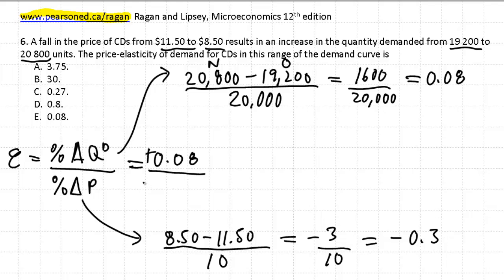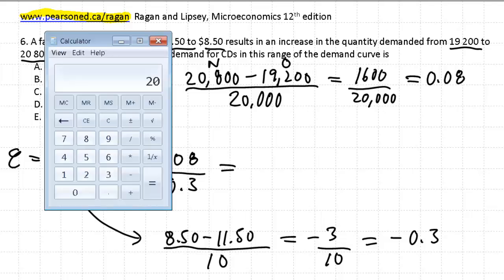So we got a positive here, we got a negative here. Now for price elasticity of demand, we don't worry about the negative sign because it's always going to be negative. Remember, a positive divided by a negative, the whole thing is negative. We take what we call the absolute value. So we have the plus 0.08 and the minus 0.3. We don't worry about the signs.